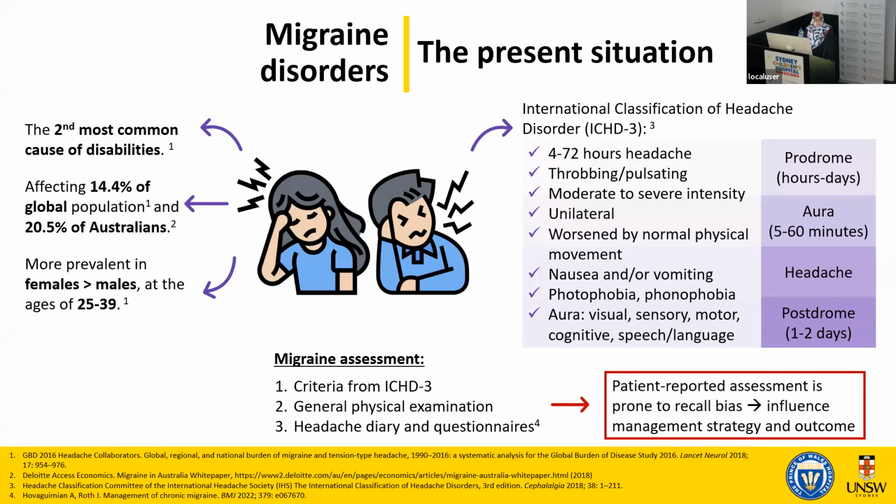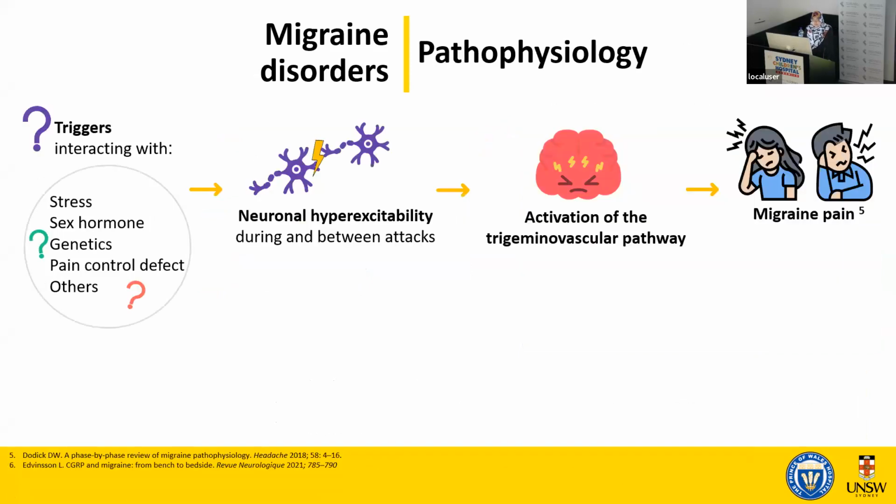So why is migraine complex? Apart from the various spectrum of symptoms that I mentioned earlier, we still don't know what exactly triggers migraine to occur and recur. What we know so far is that the unknown trigger could have interacted with factors such as stress, sex hormones, genetics, and in those with a pain control defect mechanism, and initiate migraine.